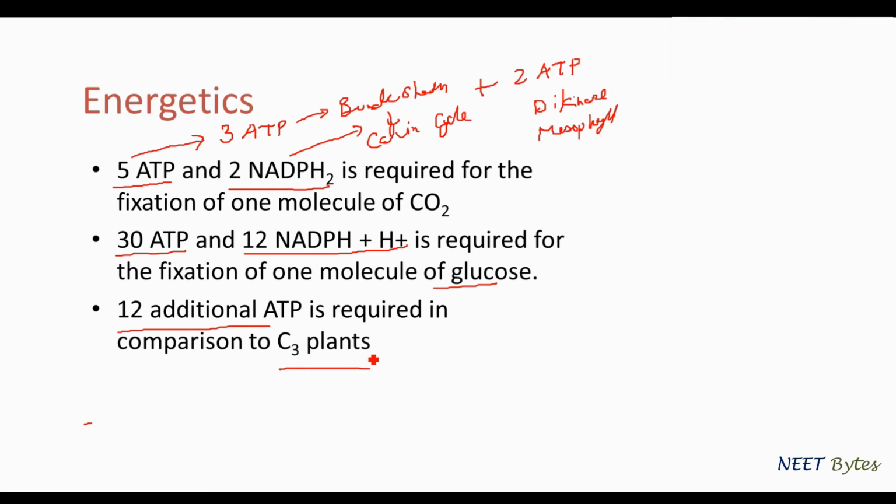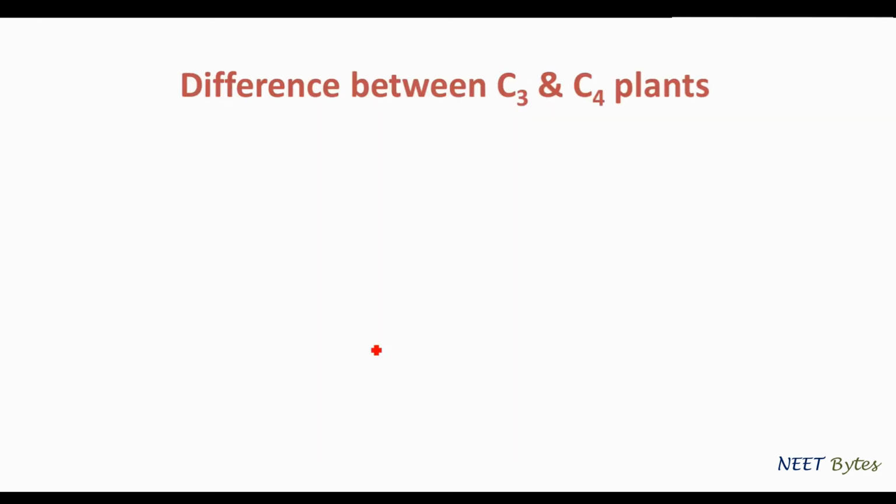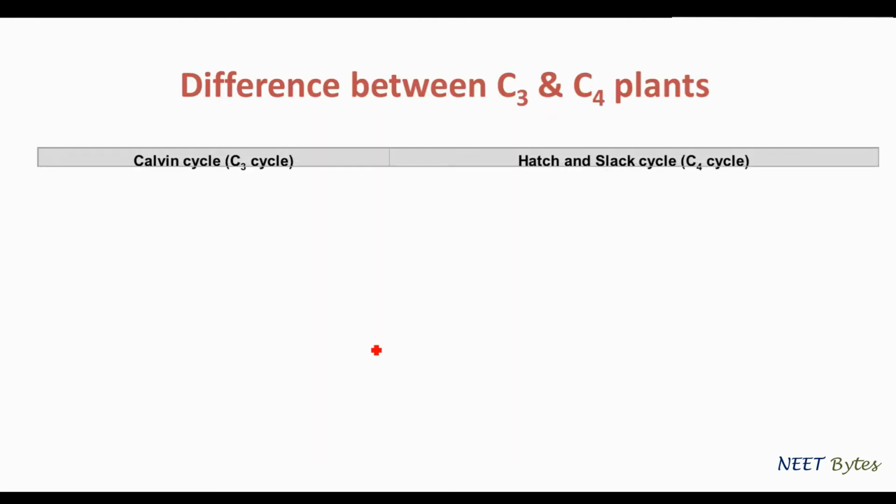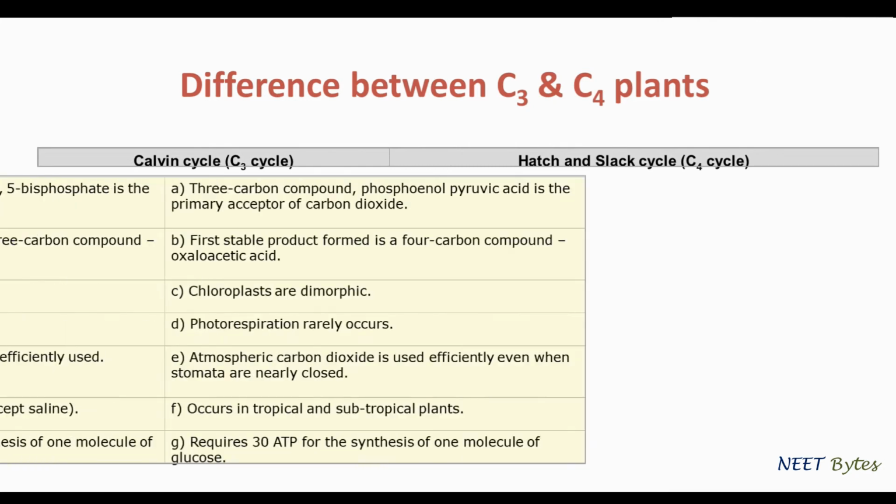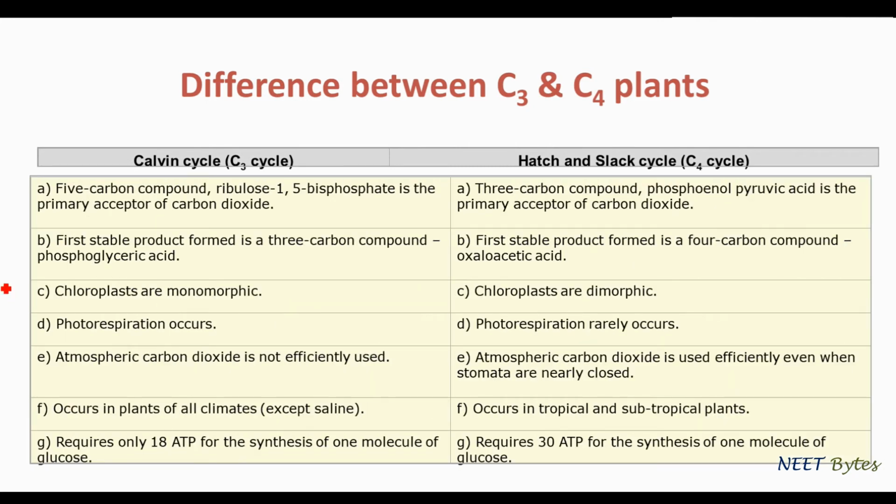So this is the energetics what we know as far as the C4 plants is concerned. Right. So let's quickly see what are the differences between C3 and C4 plants. The first thing, the CO2 acceptor. In case of CO2 acceptor, in Calvin cycle it is a 5 carbon compound, but here it is a 3 carbon compound, right?